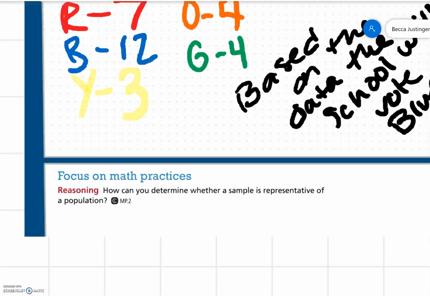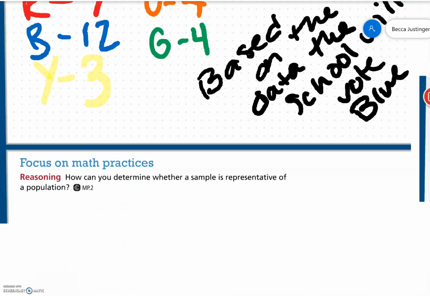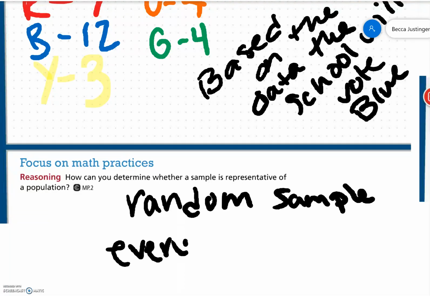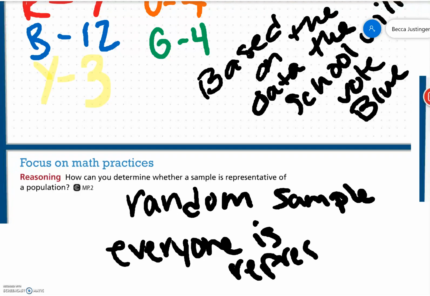Focus on math practices. How can you determine whether a sample is representative of a population? Well, remember from last class we said representative is if it's a random sample, meaning everyone is represented. So we're not just asking girls or just asking boys or just asking the teacher. Someone from every group is represented in the sample, that smaller size that you're asking.